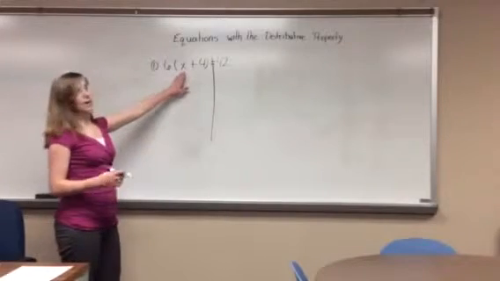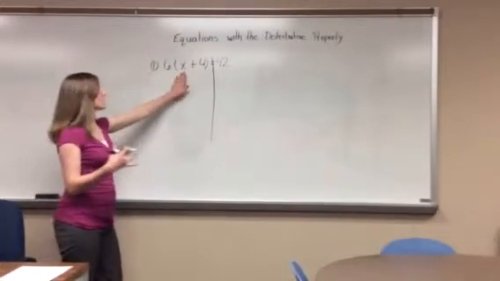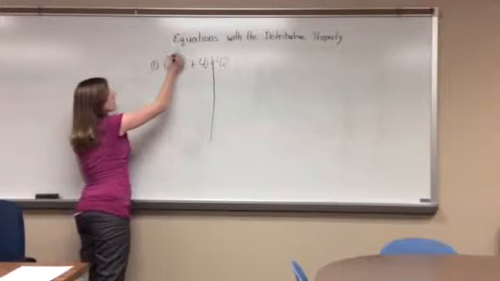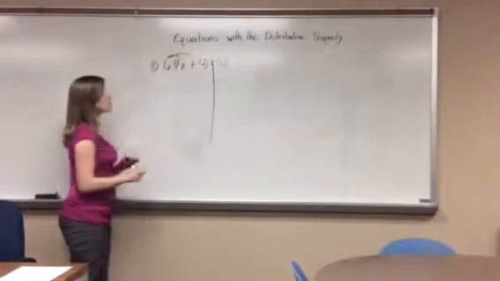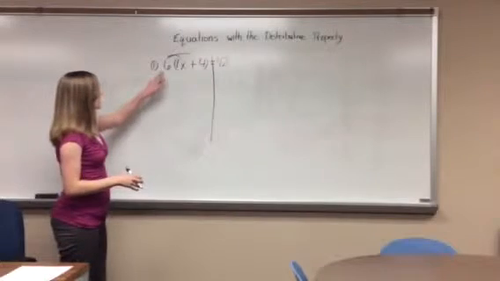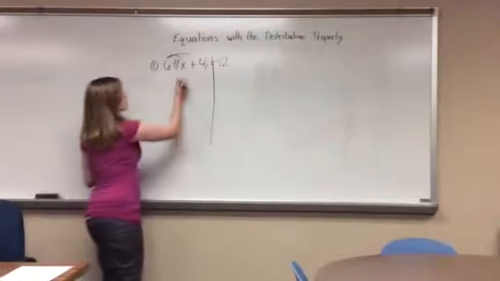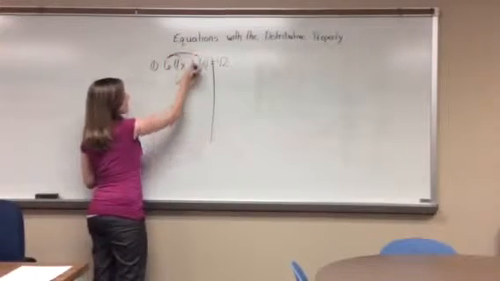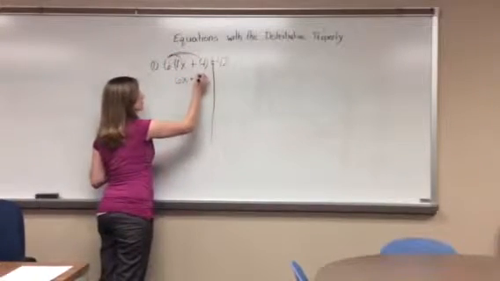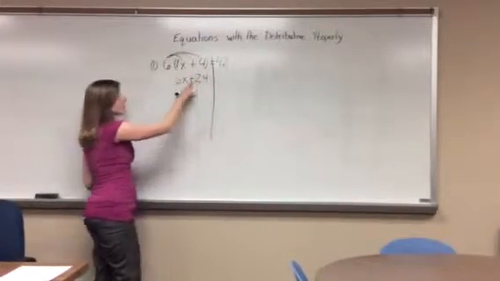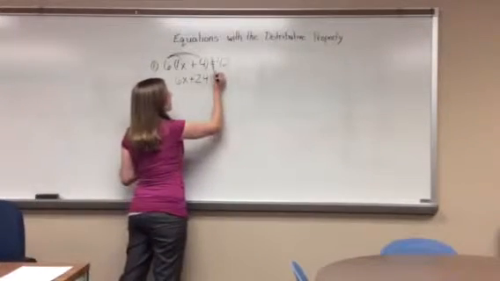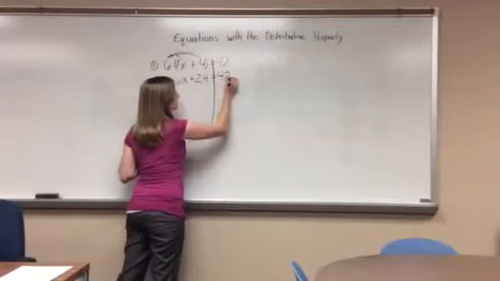Now remember, if a letter is by itself, it's like there's a 1 in front of it. So if I put the 1 there, I'm going to go ahead and distribute the 6. So multiply by the 6. 6 times 1x is 6x, and 6 times a positive 4 is positive 24. If it's positive, put an addition sign. If it's negative, put a subtraction sign. And then this equals 42.